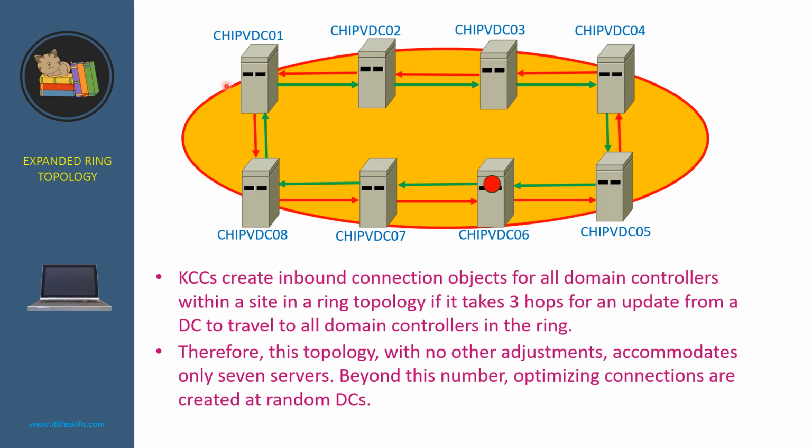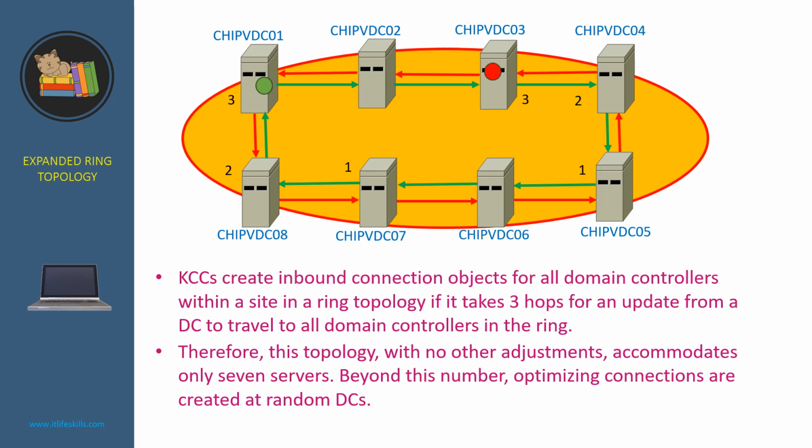In this site, there are 8 domain controllers, and the connection objects have been created among all the DCs in the ring topologies. Now, when new data is generated from CPVDC06, it will be sent out in both directions. As you can see, when the data travels 3 hops in the green ring, then CPVDC07, CPVDC08, and CPVDC01 get updated.